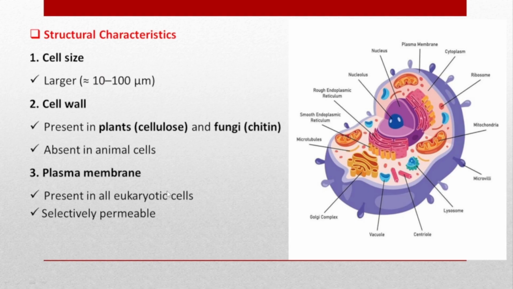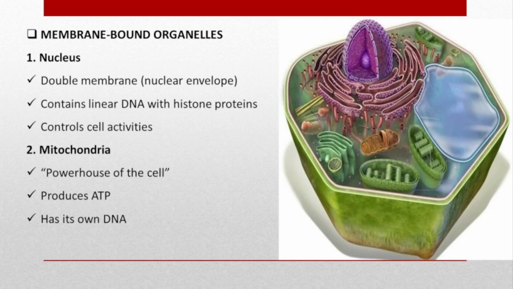The plasma membrane is also present in eukaryotic cells. This plasma membrane helps with selective permeability, which means it controls the entering and exiting of molecules. The movement of molecules into and out of the cell is controlled by the plasma membrane, or cell membrane.